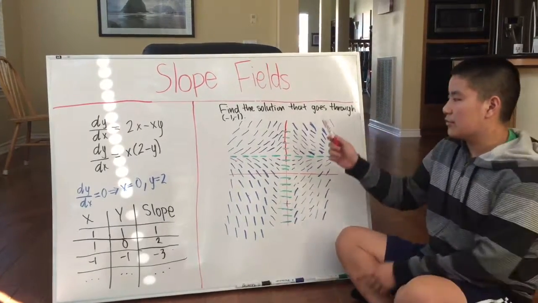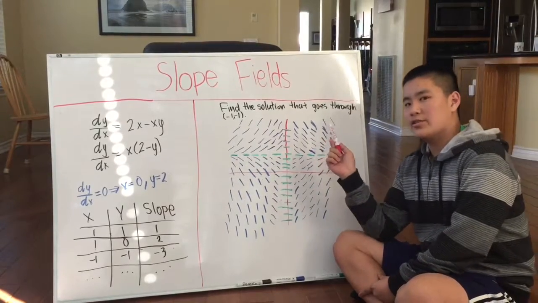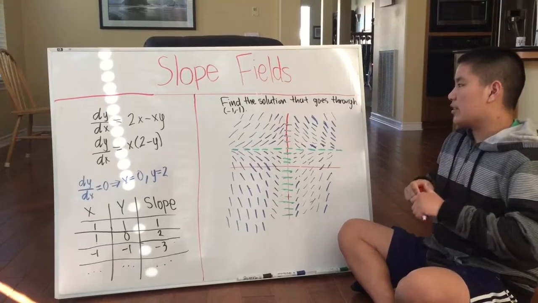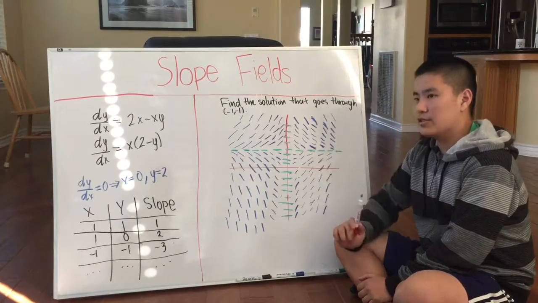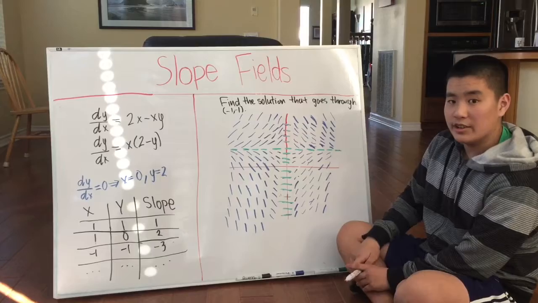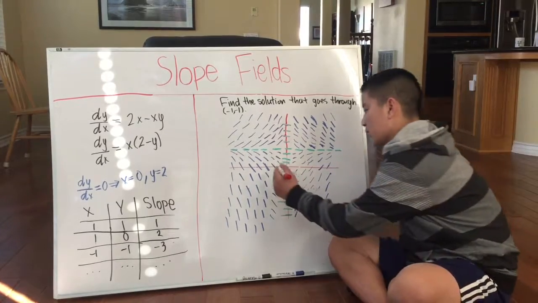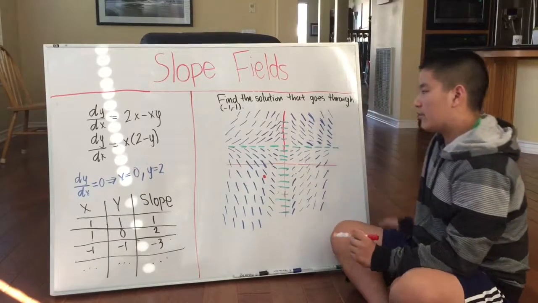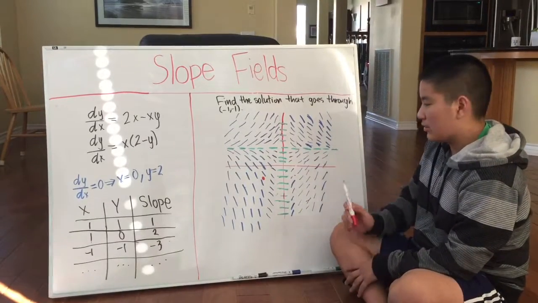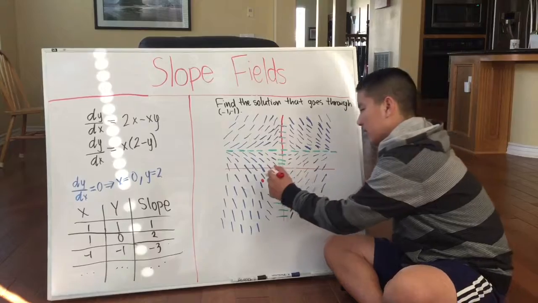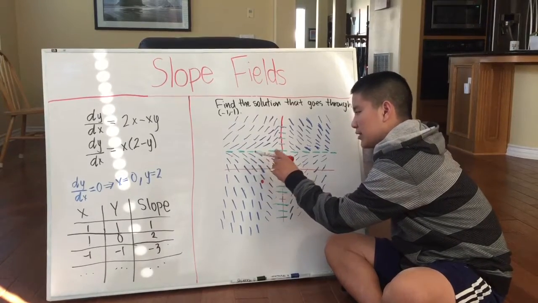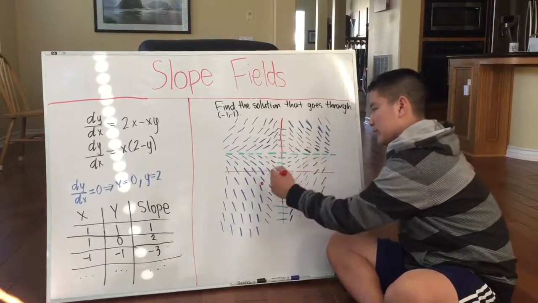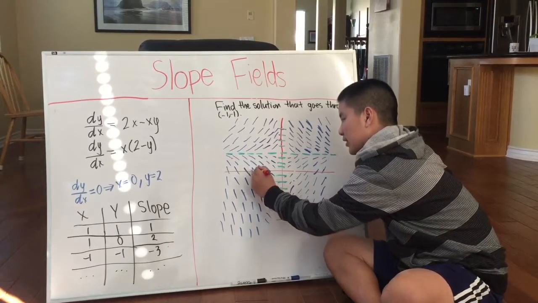Eventually, we can create a slope field like this one for dy over dx equals 2x minus xy. Now we want to find the specific solution that goes through -1, comma -1. In order to find the solution, first we graph the point -1, comma -1, which is somewhere around here, and we follow the slopes on both sides of the point. On the left side, the slopes seem to be increasing, then eventually level off as the point approaches y equals 2. So the solution would look something like this.